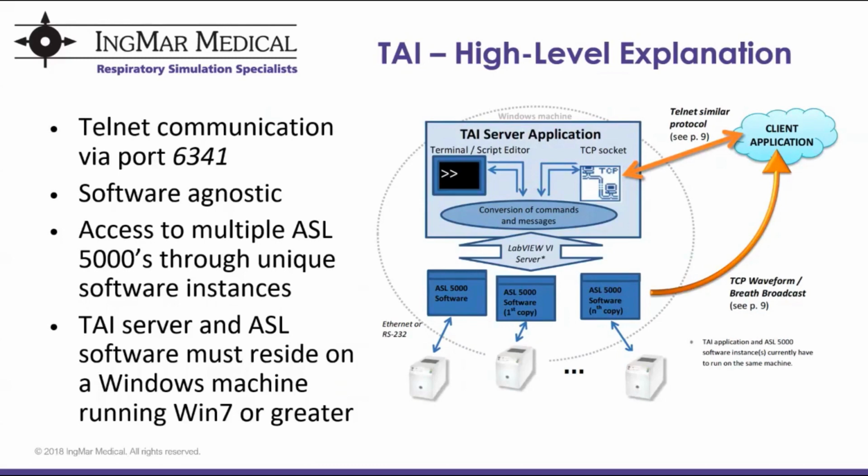This also means that the client application can connect to more than one ASL. To do this would require creating additional copies of the ASL software on the computer running the TAI and ASL software. The client application can then control the ASL and receive data directly from the ASL as either breath-by-breath parameters or through a variety of available waveforms. All in all, the TAI server application is at the center, responsible for sending and receiving data between the ASL 5000, the ASL software, and the client application.